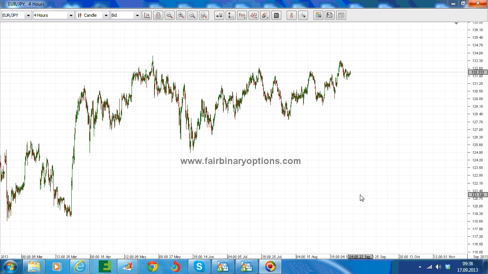Hello guys, this is fairbinaryoptions.com, and the chart you are looking at is the Euro Japanese yen on the 4-hour chart. As you can see on the top right side here, we are having the 132.33 area for the Euro Japanese yen, and the reason why we are looking to trade this currency pair is this possible contracting triangle that we have here, and this one seems to be broken to the upside, so we're looking for more upside to come.